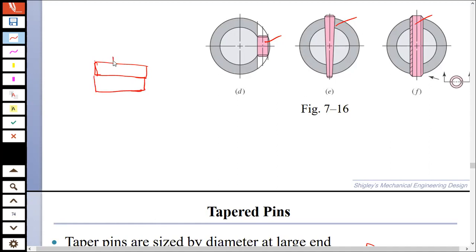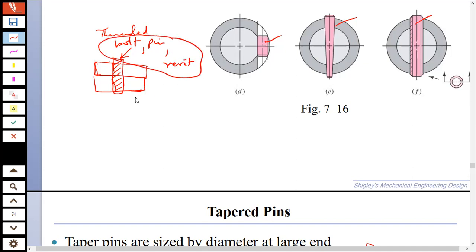Sir, we did this already. If you recall your threads, we did a design in which we said that if this is a threaded element, if it is a bolt or a pin or a rivet, it is the same. You just take the area of that.